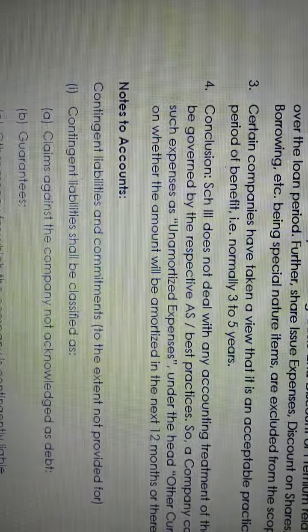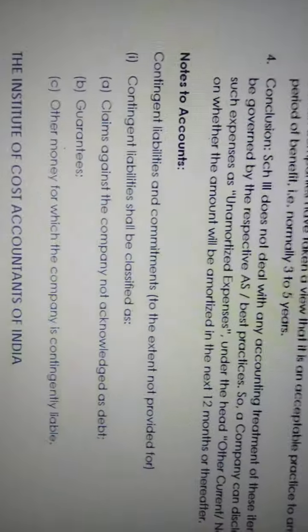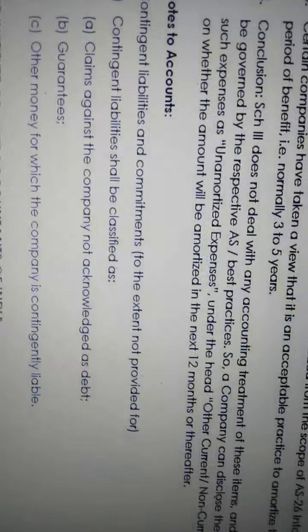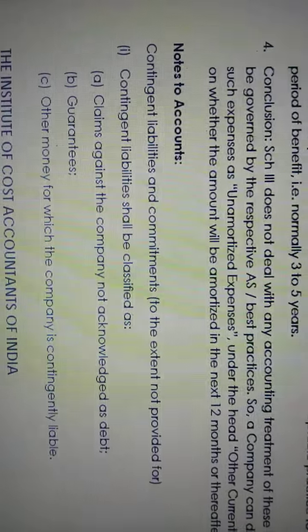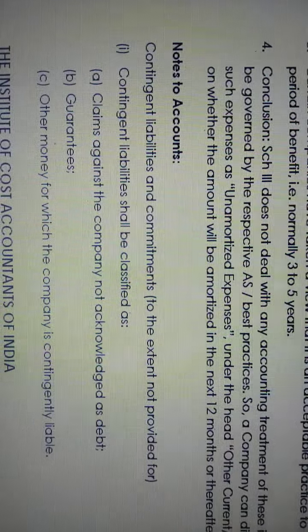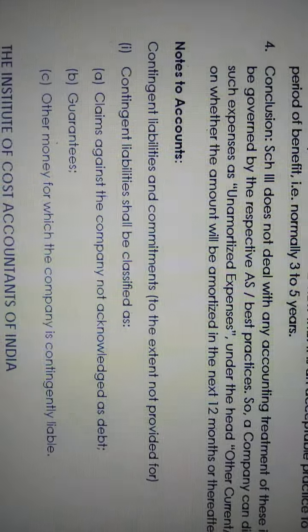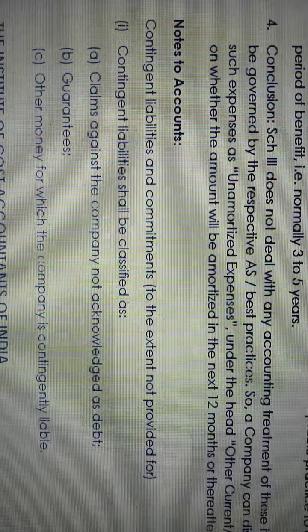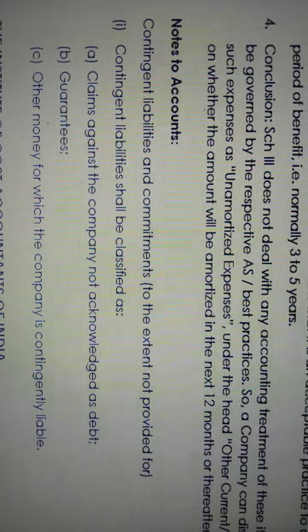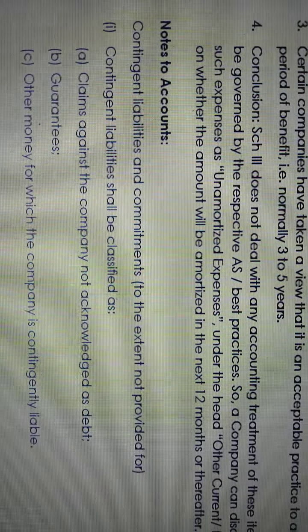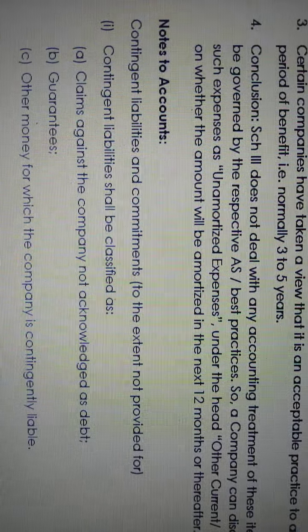Then come to the next one, notes to accounts. So after completion of presentation of the balance sheet, contingent liability. What is this contingent liability? Contingent liability means it may or may not be paid by the company. It depends on various circumstances which are not in the control of the company. For example, somebody put a case against the company.